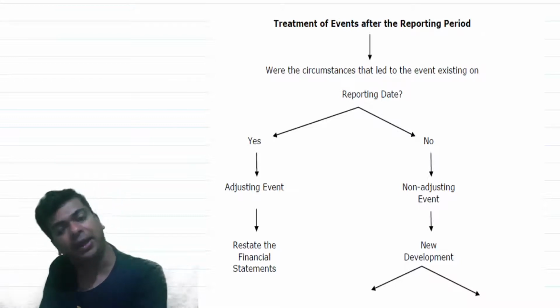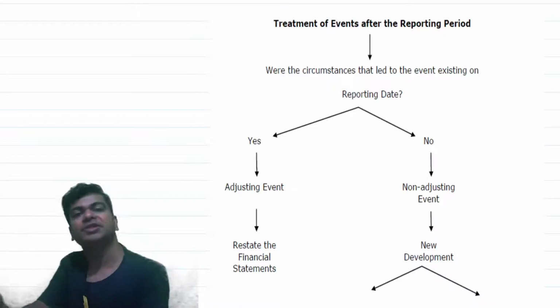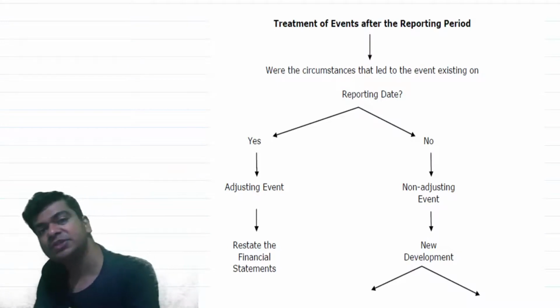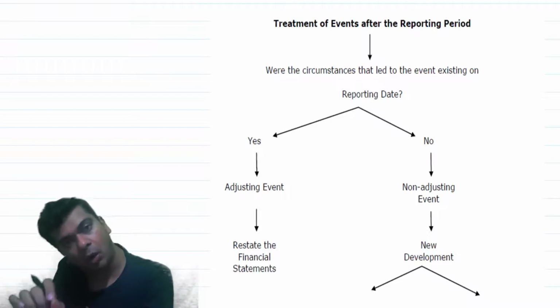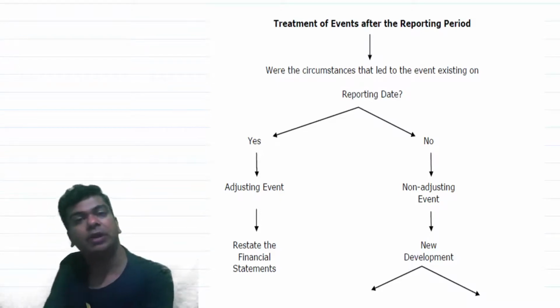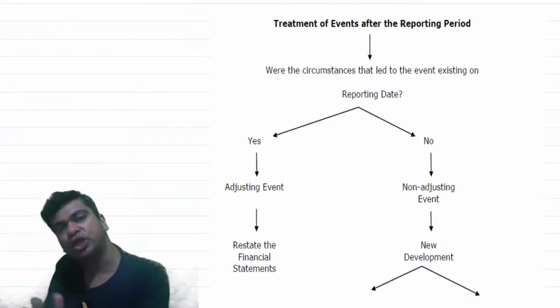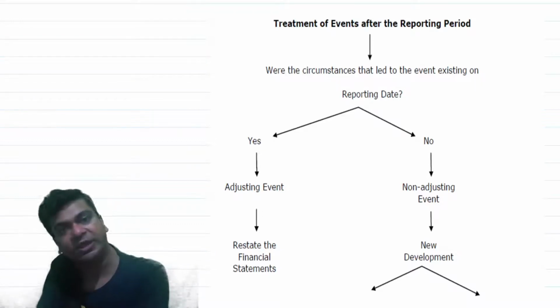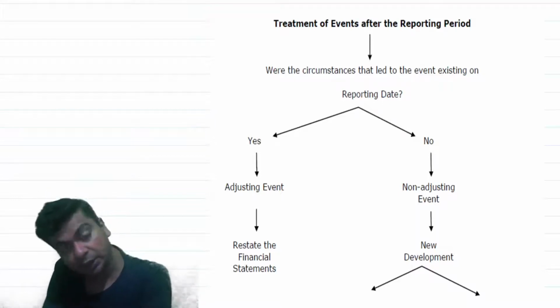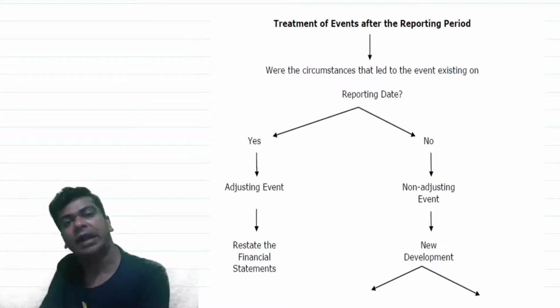Ind AS 10 segregates events after the reporting period into two categories: adjusting events and non-adjusting events. If you say it is an adjusting event, it means your financial statements will be restated. If the event affects your balance sheet, it will be altered. If the event affects your statement of profit and loss, the figures of income and expenses will be changed. And of course, it will then have a corresponding effect on the assets and liabilities or even the balances of equity. That is what we understand as an adjusting event. Remember, if it's an adjusting event, you will have to restate your financial statements.